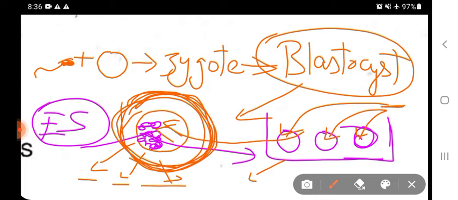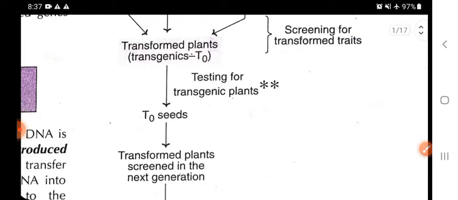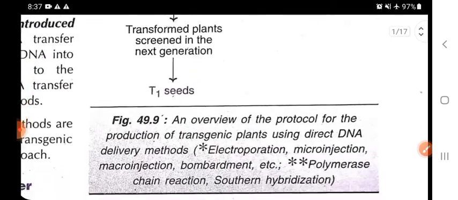Then we will screen those animals to see which of the animals have the desirable phenotype, have the gene properly inserted, and have it properly expressed. So I hope you have understood this in the case of transgenic animals, as I have repeated it twice.